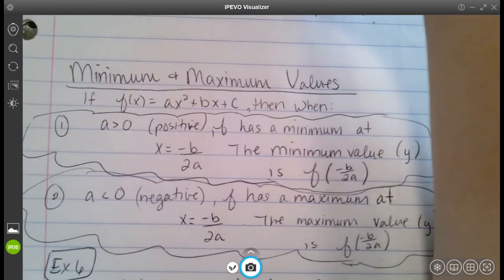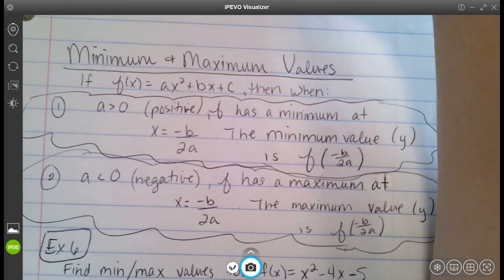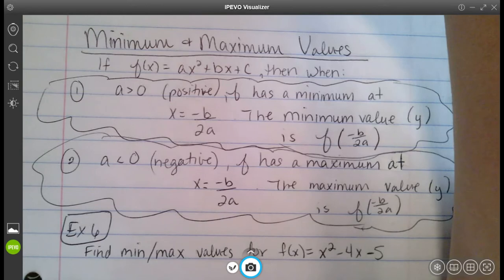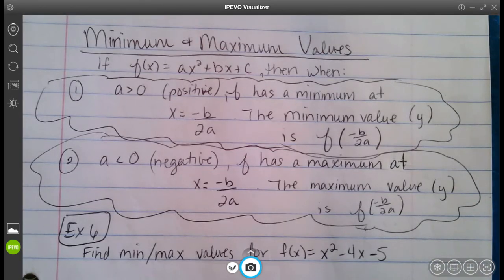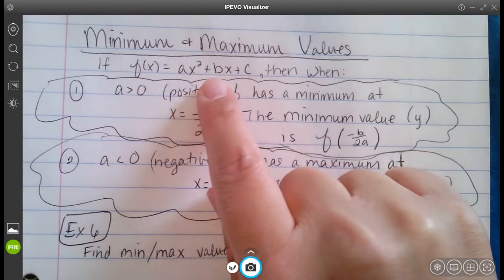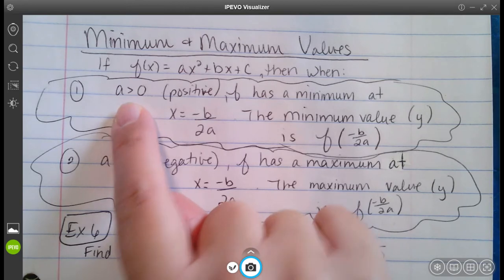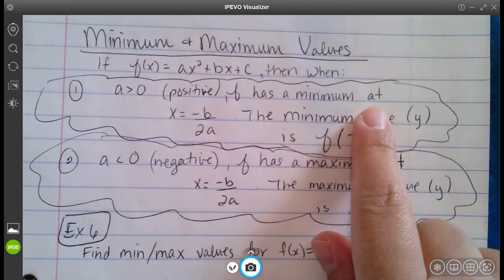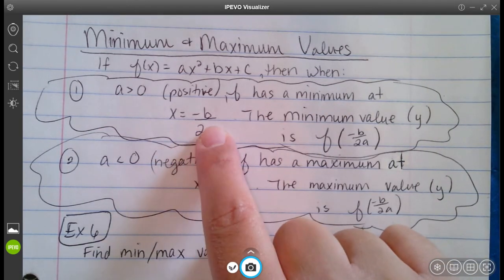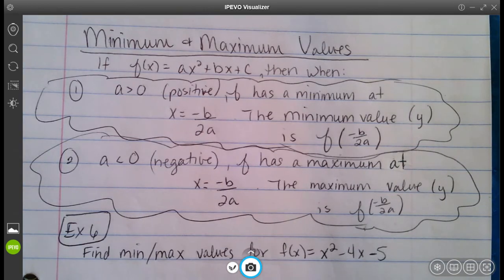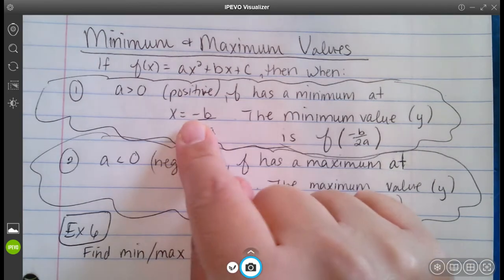Minimum and maximum values. We already kind of talked a little bit about this in a previous video. So just copy this down. We have a short example. It says if f(x) = ax² + bx + c, then when a is greater than 0, in other words, when a is positive, f is going to have a minimum at this point right here, x = -b/2a. And I think we might have seen this in a math lab, so it shouldn't be too unfamiliar. Pretty much this is the formula to find that x value, okay?